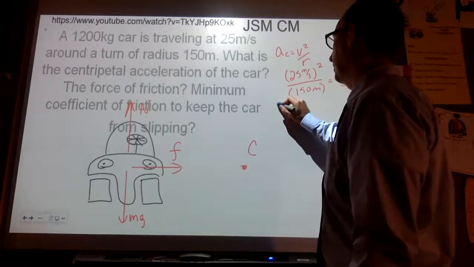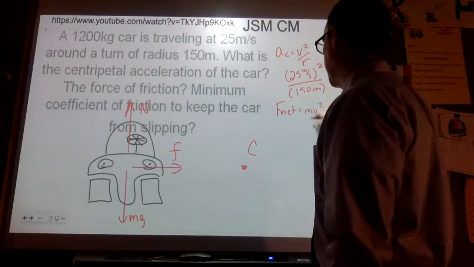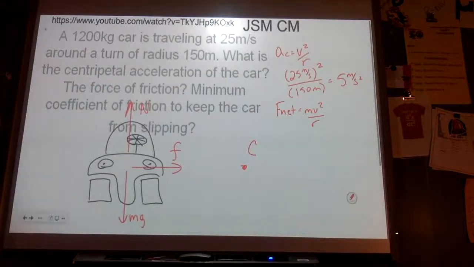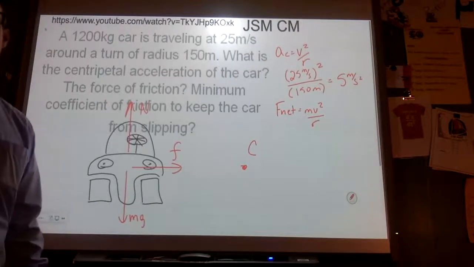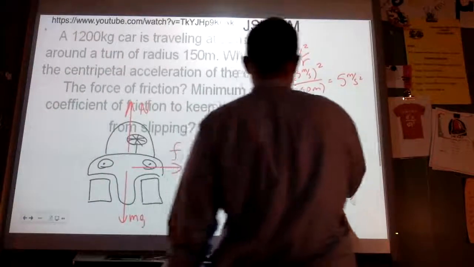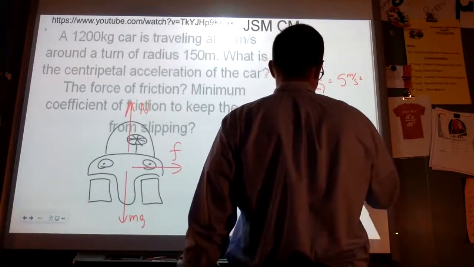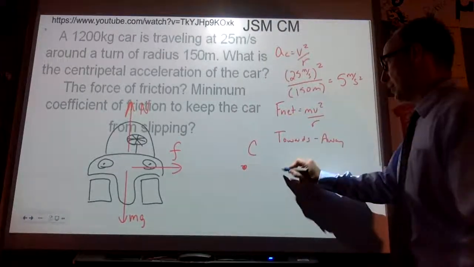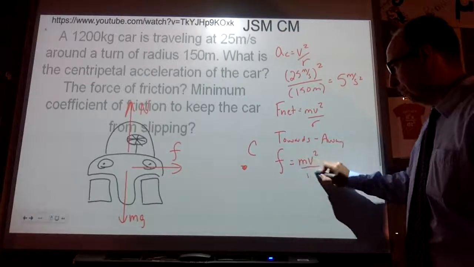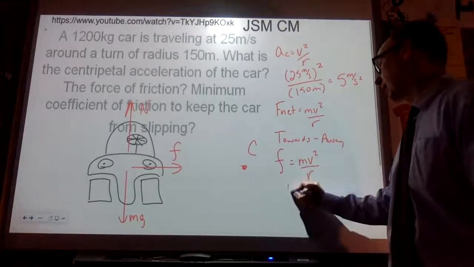The force of friction, I need to look at my F net in that direction. So I have two problems. Up and down, I have F net equals 0. The normal and the weight are going to balance out. In the X direction, I have a circular motion problem. So I'm going to take the force towards the center minus away, and towards the center is friction, and nothing is away. So friction is going to be equal to mv squared over r.